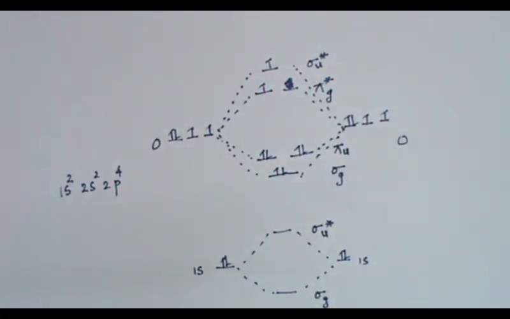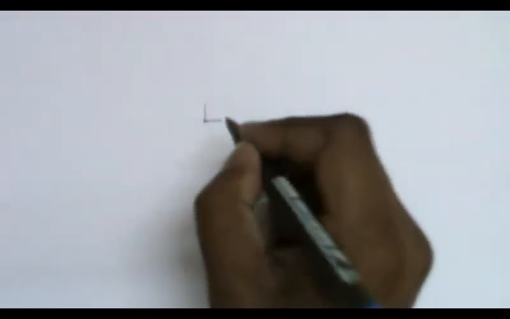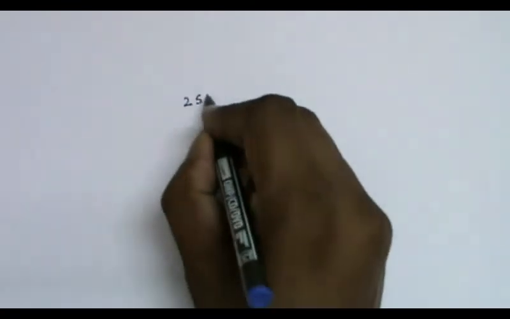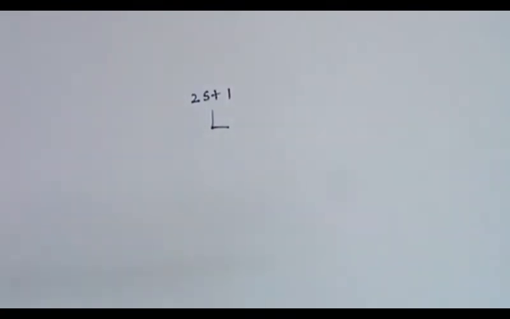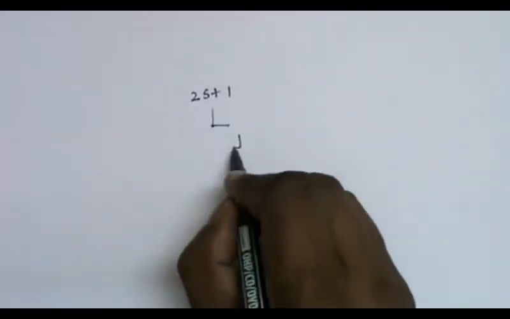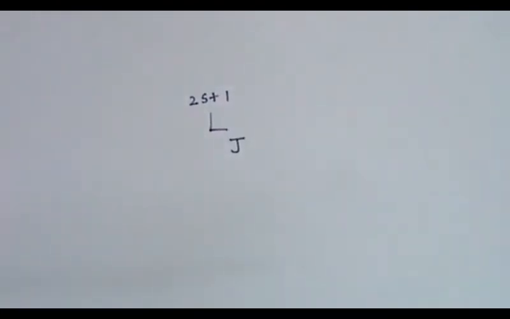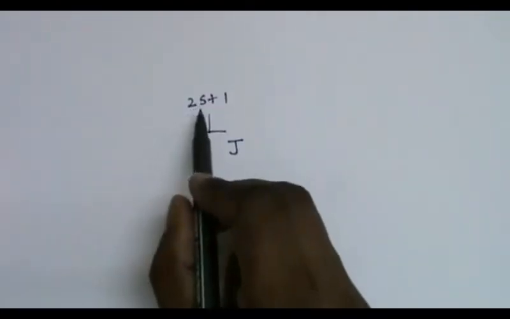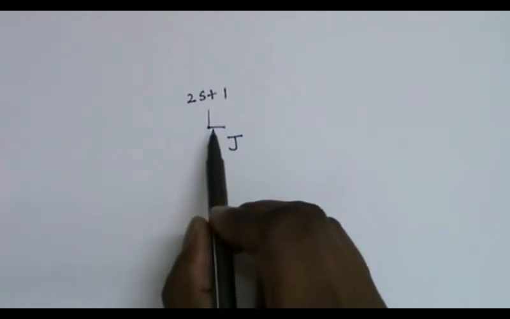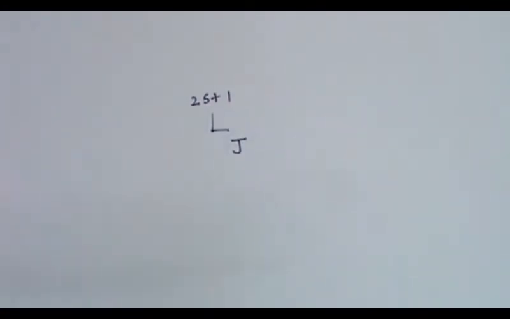Now how to assign the term symbol? You may be very familiar with term symbols for transition metals. It is given in this format: L, 2S plus 1, J. Here 2S plus 1 is the spin multiplicity, L is the orbital angular momentum, and J is the total angular momentum.